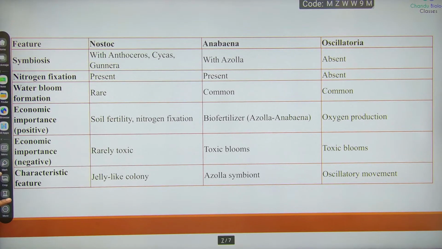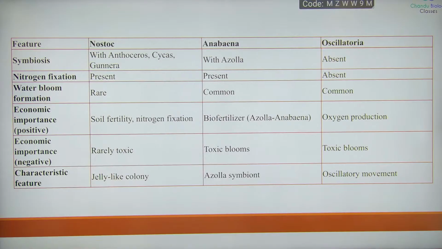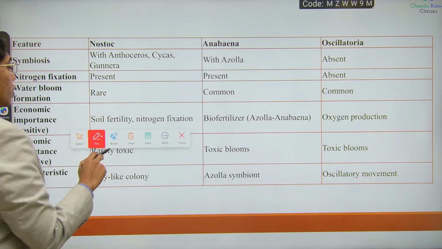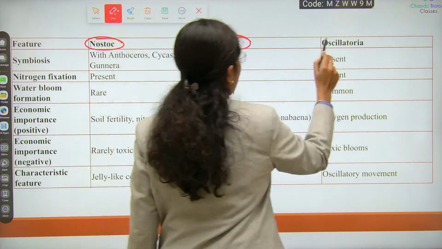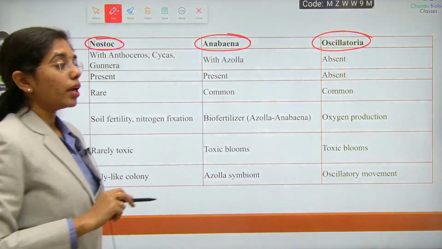Last set of differences between Nostoc, Anabaena and Oscillatoria. Here we go.